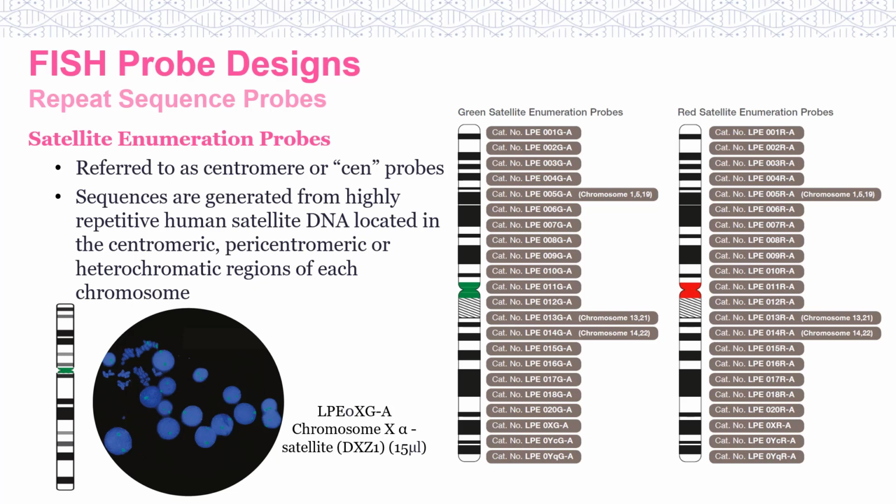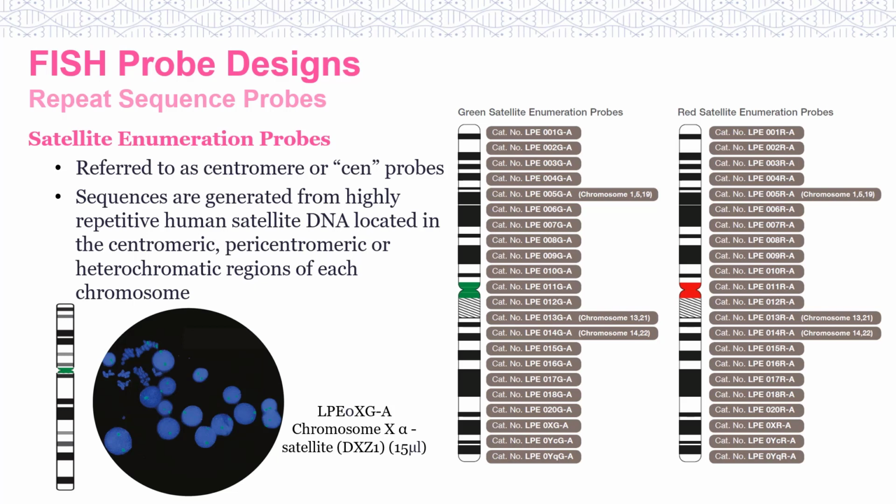There are 2 subtypes of repeat sequence probes, the first of which is seen here: satellite DNA-based enumeration probes, which you may also see referred to as centromere probes, or CEN probes, are chromosome-specific sequences generated from highly repetitive human satellite DNA located in the centromeric, pericentromeric, or heterochromatic regions of each chromosome. These probes are commonly used to detect chromosomal aneuploidies and offer the FISH analyst large, bright signals.